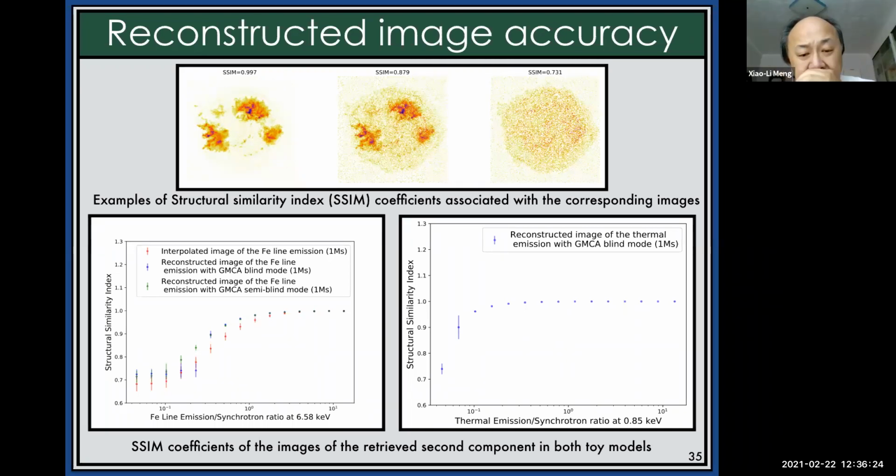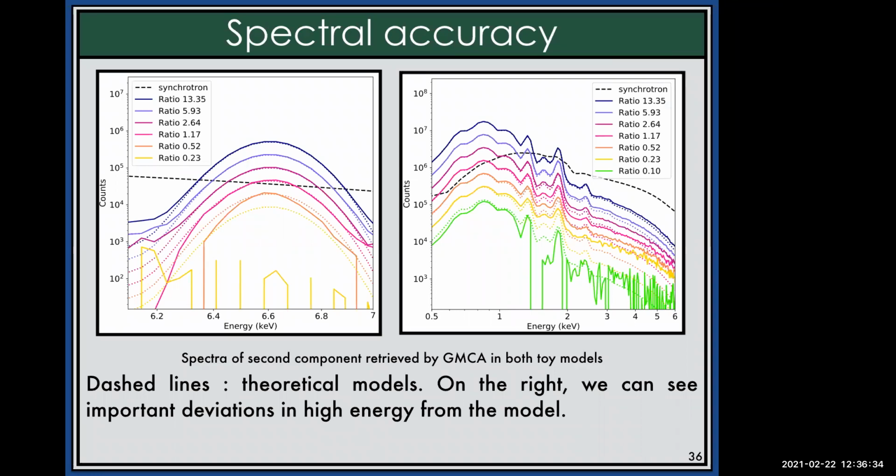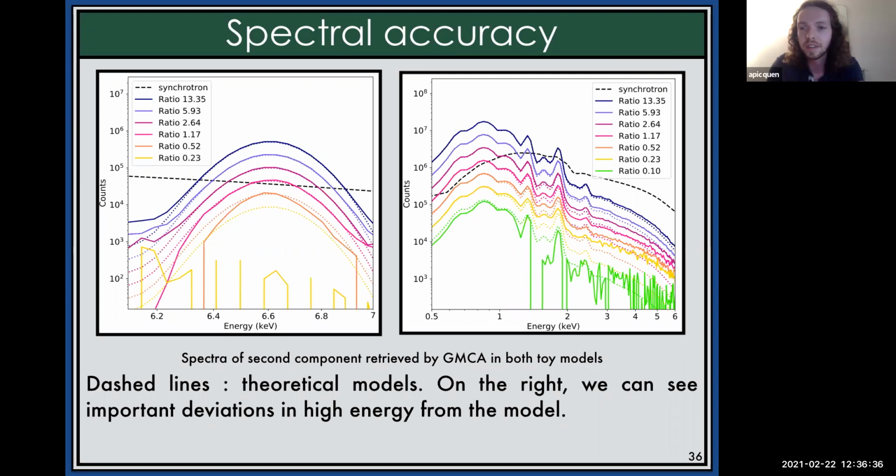Got it. Thank you. So, we have the same kind of comparison for the spectral accuracy. But here we just compared, in the dashed lines, the theoretical models inside of the toy models, and the plain lines are what we were able to retrieve. On the left, it was with the line emission toy models, and on the right with the thermal emission toy model.